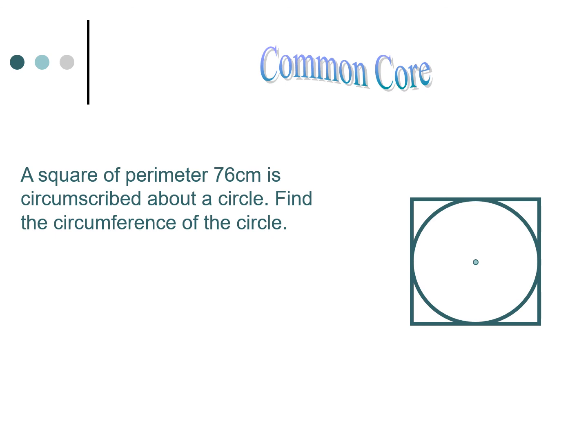If the perimeter is 76, divide that by 4 to get 19. And then to find the radius of the circle, we cut that in half to get 9.5. Using the formula for circumference of a circle, plug in the radius and then everything else into your calculator to get 59.6902 centimeters.